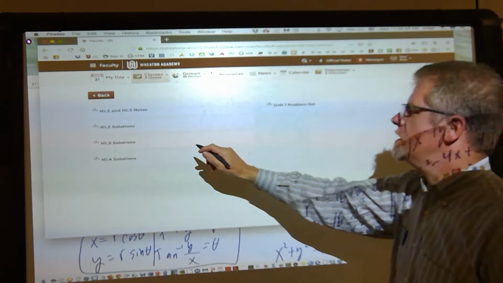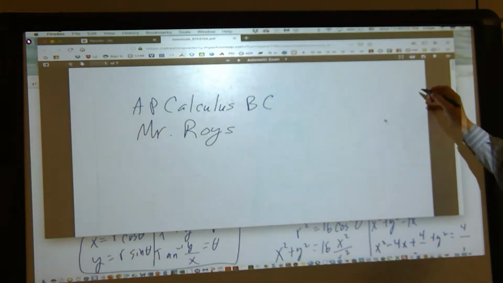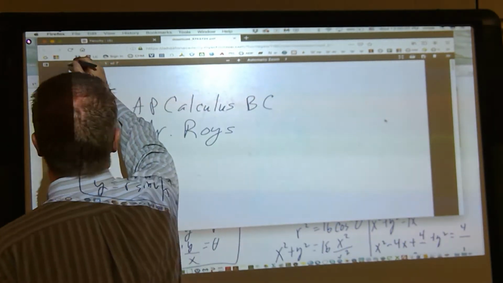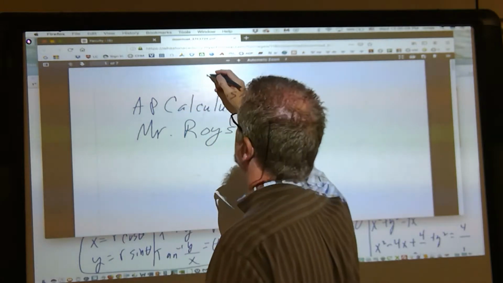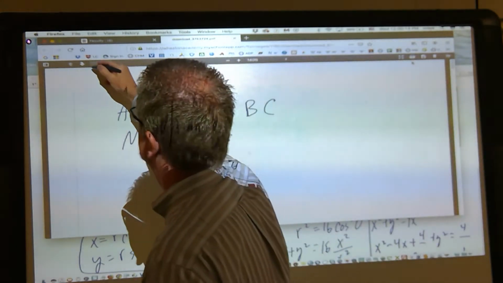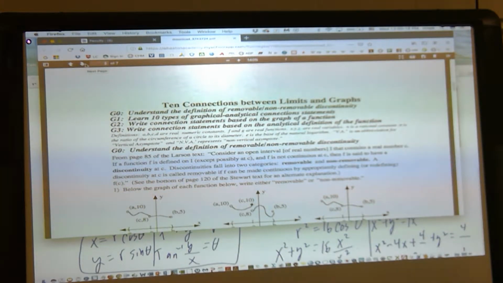But okay, so you take a look at these notes, and there you can see them nice and clean. Oops, you can delete that first page. It doesn't have to be there. But the 10 connections between limits and graphs, that's the beginning of the lesson we'll be looking at.